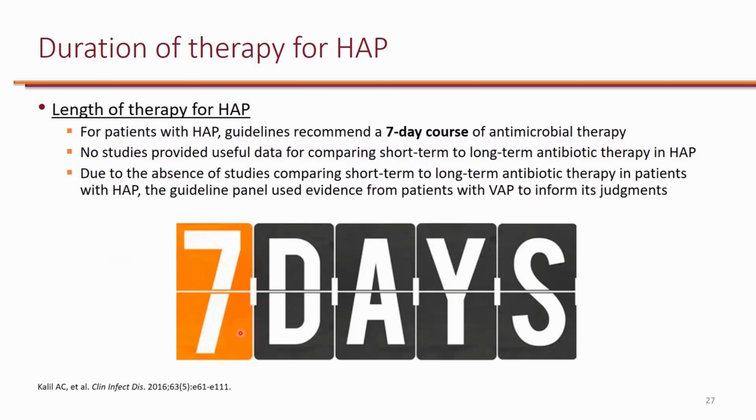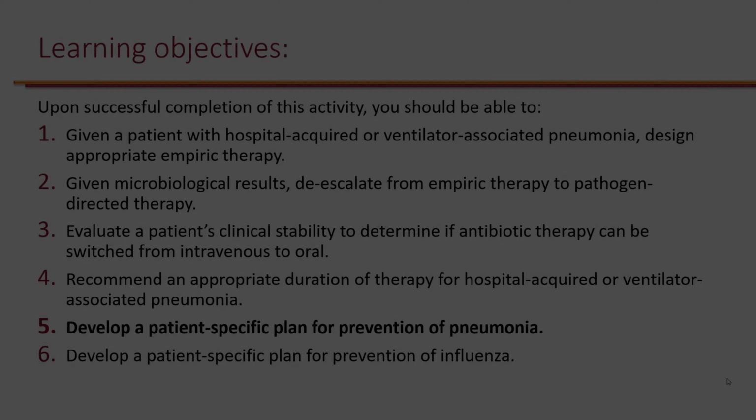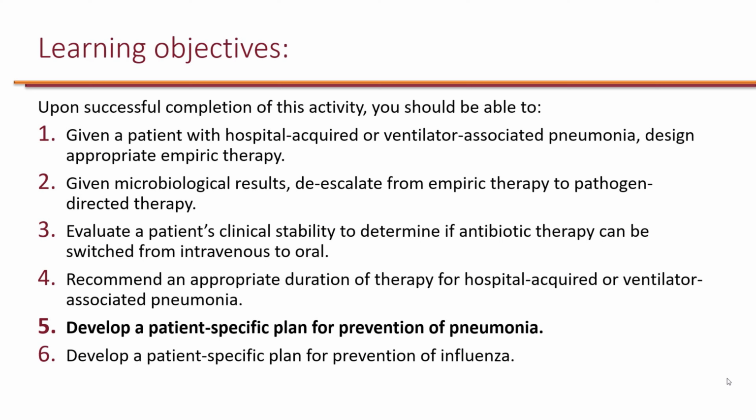And we can extrapolate from the VAP evidence and make basically the same recommendation for patients with HAP. So also for HAP, the guideline recommends a 7-day course of antimicrobial therapy, but this is not to replace clinical judgment. We designed appropriate empiric therapy for HAP and VAP, and we de-escalated from empiric therapy to pathogen-directed therapy. We also evaluated patients' clinical stability to switch from IV to PO and recommended appropriate duration of therapy for HAP and VAP. Now let's develop a patient-specific plan for prevention of pneumonia.